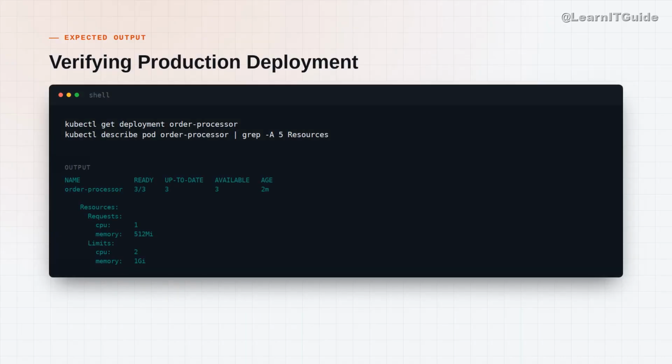To verify this, check the deployment status using kubectl. If all 3 pods are ready, your resource configuration is valid. You can also run the describe command to pipe the resource details into grep. The output confirms that our requests and limits have been correctly applied to every pod in the replica set. This is exactly what you want to see before pushing to a live environment.